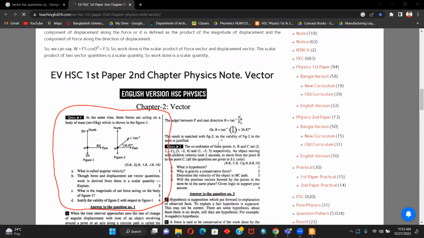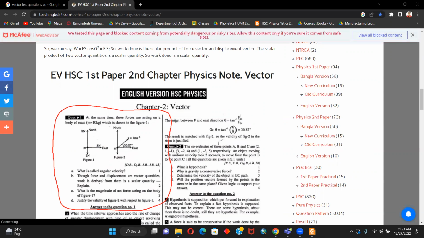Though force and displacement are vector quantities, work derived from them is a scalar quantity. Why do you think so? I'm deriving work from force and displacement, right? Then why is work a scalar quantity? Work doesn't have direction.